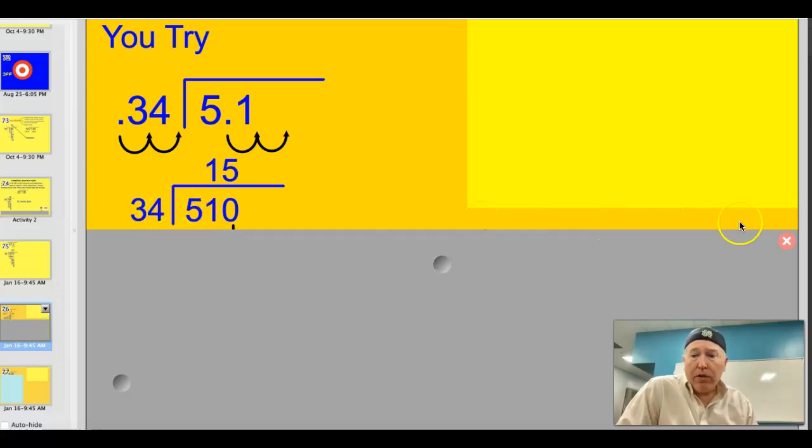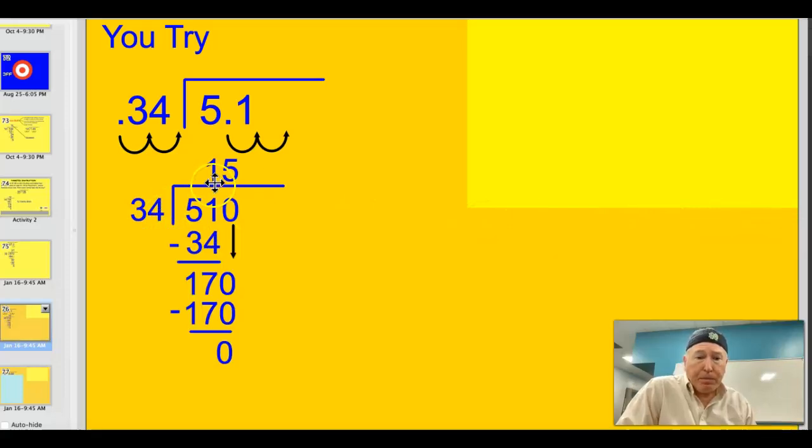Well, let me just clear this out and take you through it. Does 34 go into 5? No. Does it go into 51? Yes, one time. 1 times 34 is 34. When we subtract it, we have 17 left over. Does 34 go into 17? No. We bring down the 0. Does 34 go into 170? Yeah, it goes in there 5 times. 5 times 34 is 170, and it zeroes out.